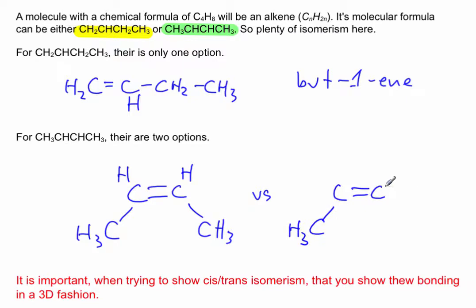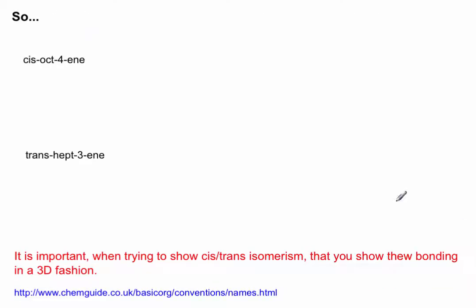So there's trans, I'm going to do the opposite. That is showing three-dimensionality around the carbons of the double bond, and it is required if you're going to show cis trans isomerism. Two more examples to finish off. Cis oct-4-ene. So cis tells us the orientation around the double bond, and the 4 tells us the double bond starts on carbon 4 of an 8 carbon chain.